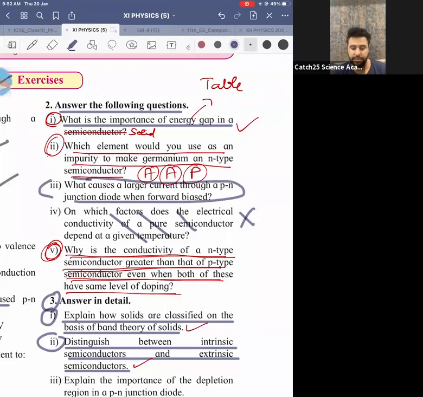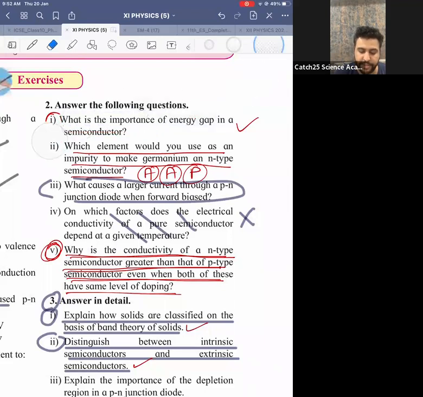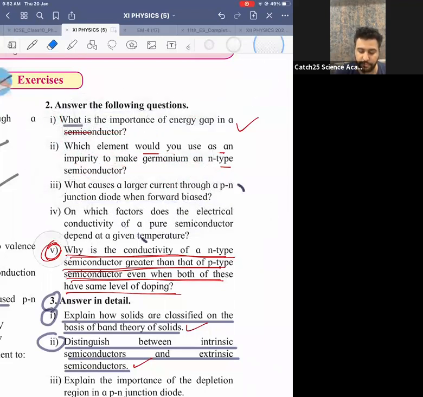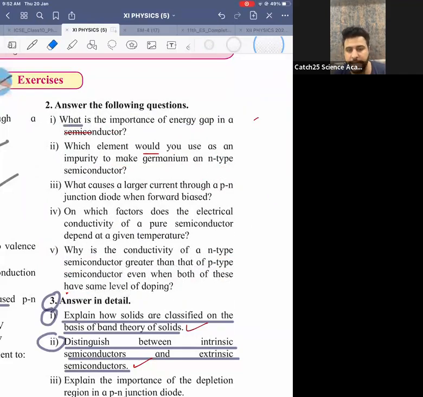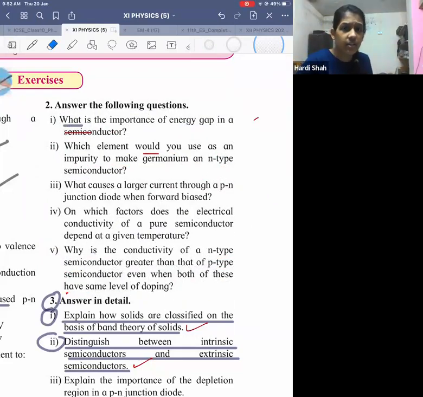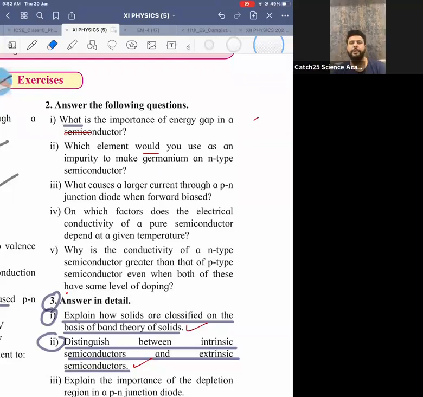Now read question number 3. What is it? What causes large current to flow through a PN junction diode when forward biased? Now tell me, when the diode is forward biased, why does large current flow through? Because holes and electrons, more electrons. Correct, because electrons and holes come towards each other and combine. Correct. You have just written the notes of forward bias.